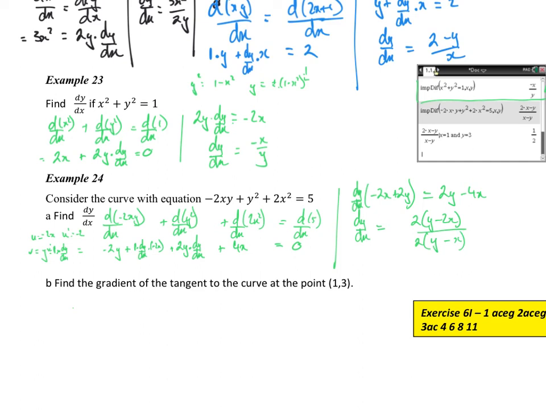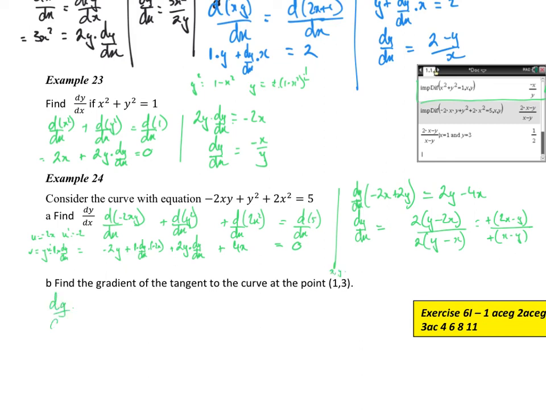So let's bring a negative sign for everything out the front to match it off to the CAS. A negative out the front will give me 2x minus y. A negative out the front will give me x minus y. And we get the same as our CAS. Okay, so that's what dy dx is equal to. Find the gradient of the tangent to the curve at the point (1, 3). So there's my x value, there's my y value.